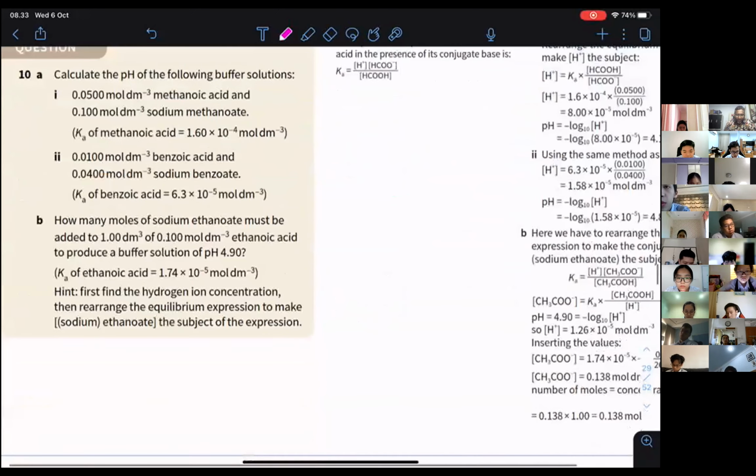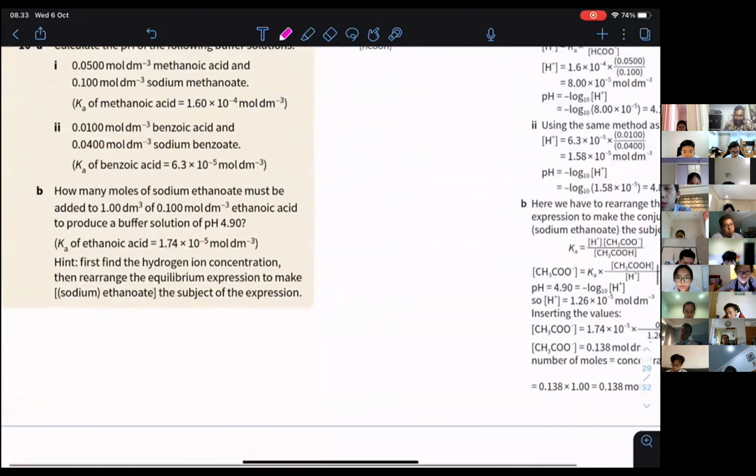So for example, I know it's already 8:33, let me just finish this part only with you. So now, if you want to calculate the pH of the following buffer solution, in the internet also giving problem. If you want to calculate the pH of this situation, let me share the screen again.